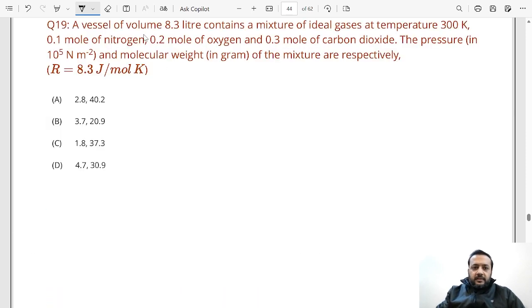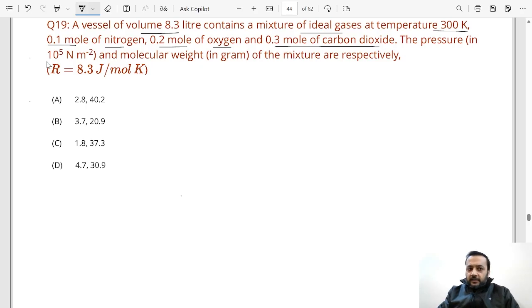Let us see this question here. The vessel of volume 8.3 liters. So in this question, there is a vessel of volume 8.3 liters, which contains a mixture of ideal gases at temperature 300 Kelvin. Okay. So we have 0.1 mole of nitrogen, 0.2 mole of oxygen, and 0.3 mole of CO2.